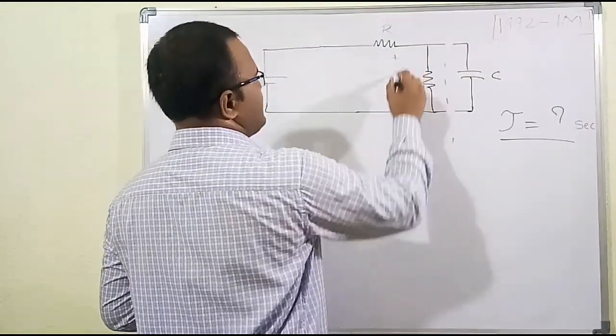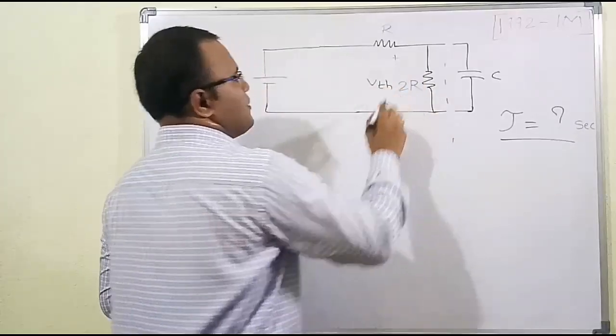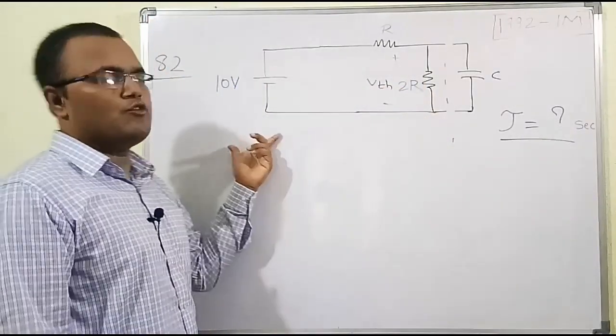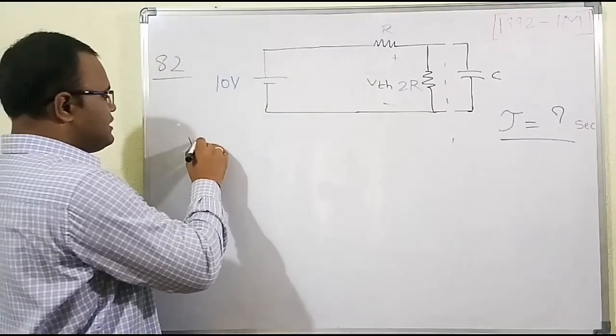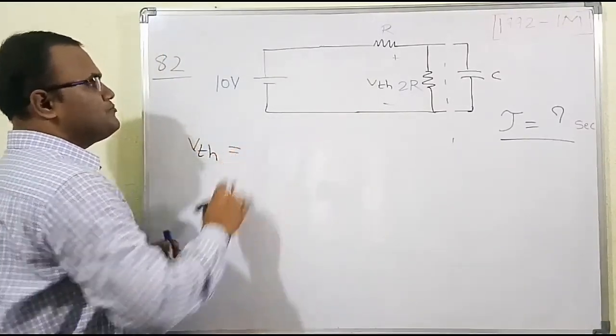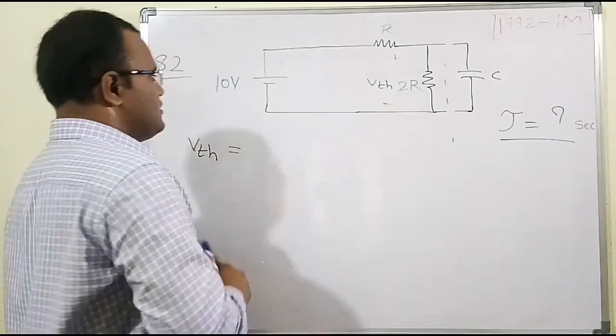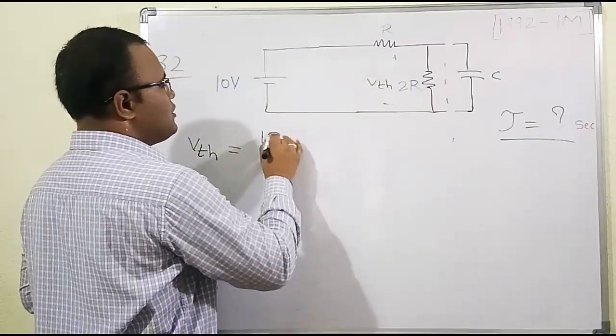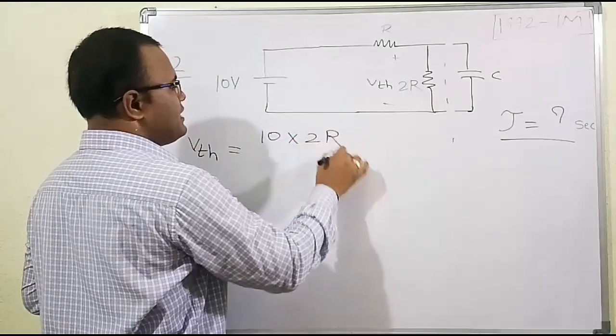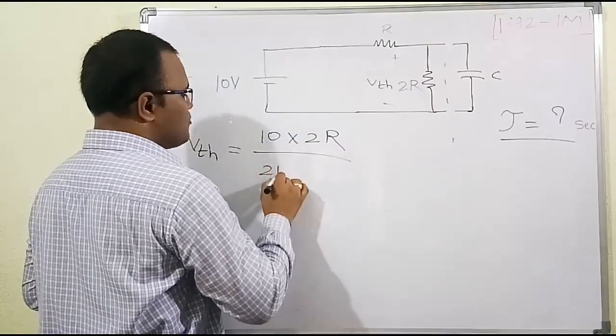Here we need to find the VTH voltage. By the voltage division rule, we need to find the Thevenin voltage. So VTH is equal to 10 volt into 2R by R plus 2R. By the voltage division rule, we are finding the voltage across the 2R resistor.